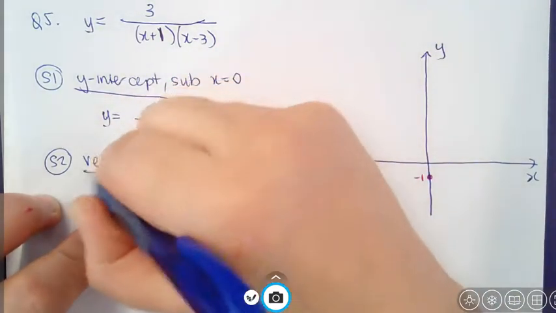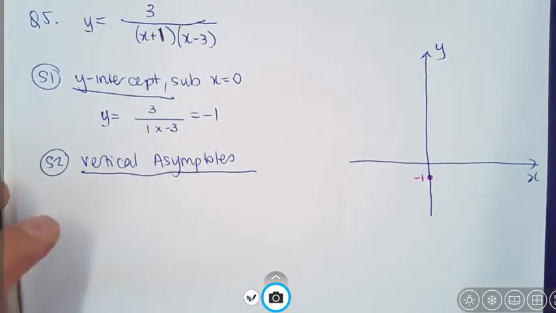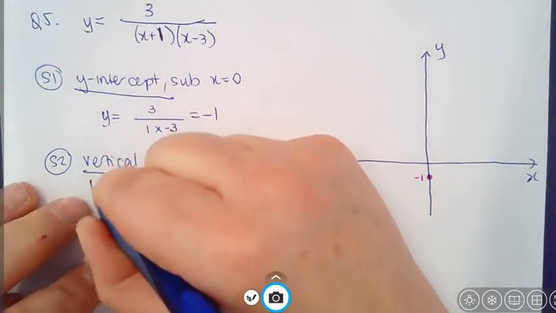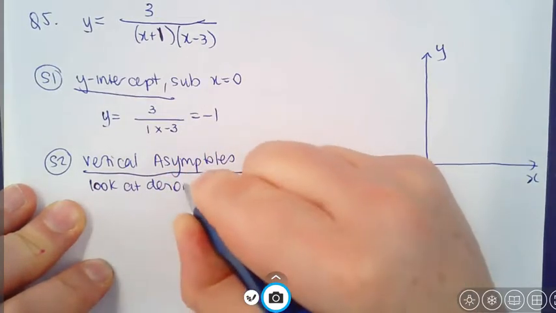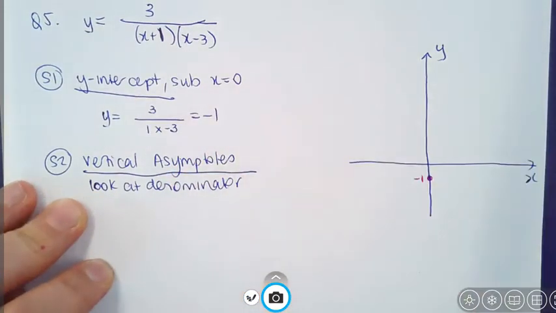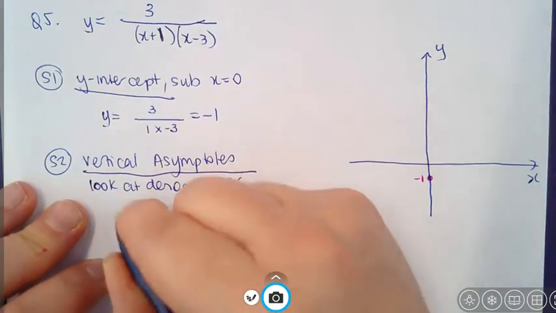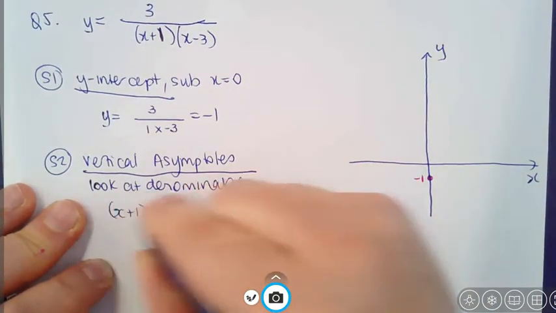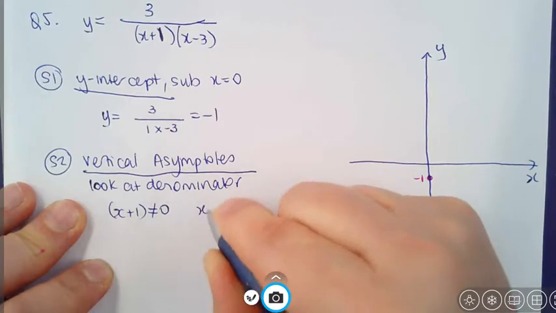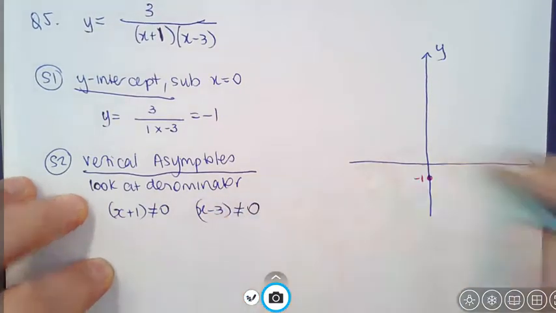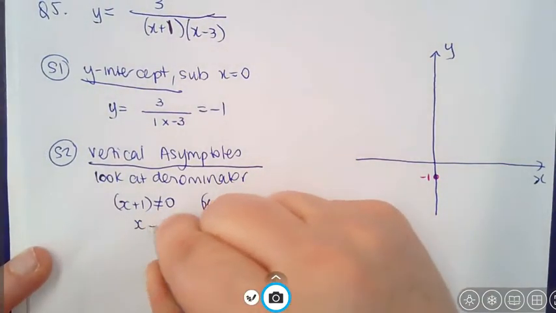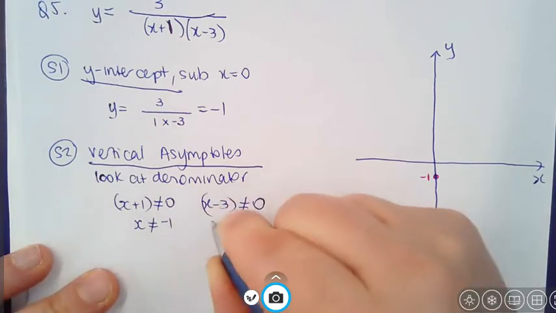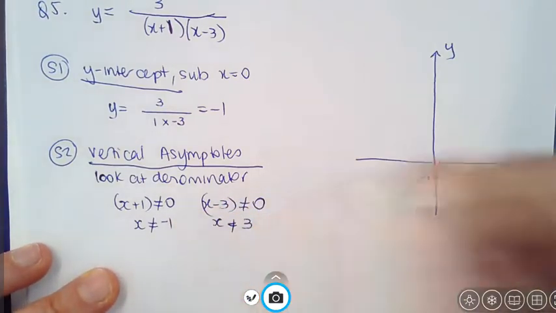So y-intercept, let's do vertical asymptotes. How can you tell? This is by looking at the denominator. What values of x can you not have? So look at the denominator. So that x plus 1 can't equal 0, and x minus 3 cannot equal 0. Neither of those can be 0. Or look, that times that can't equal 0, but each of them can't be 0. What can x not equal? X can't equal -1, x can't equal 3.